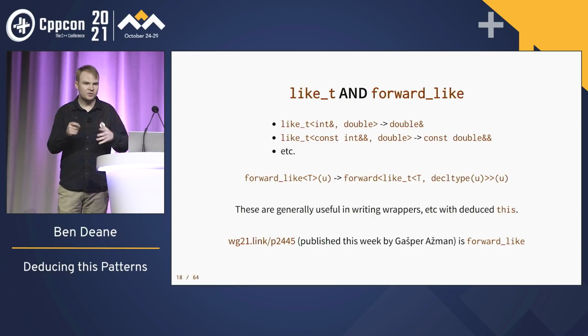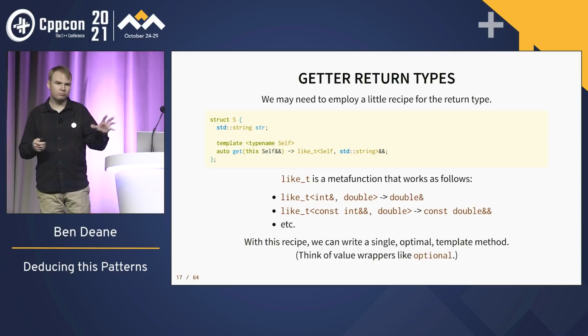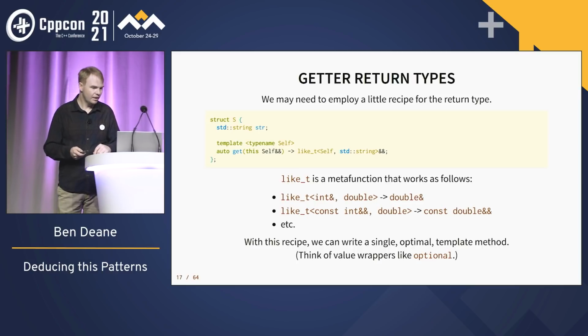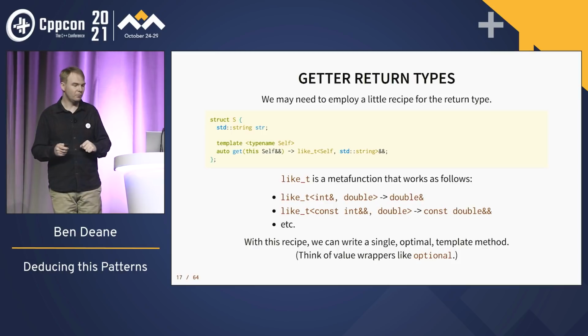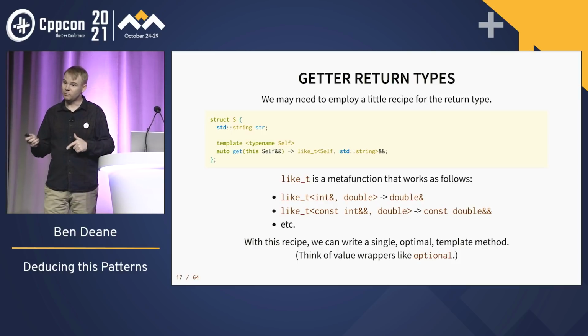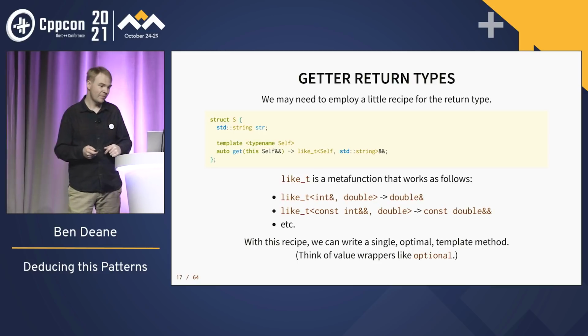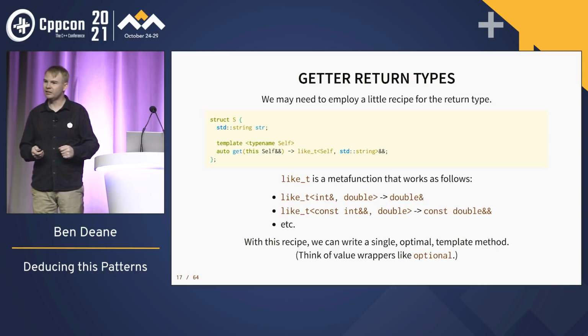So these two meta functions, like T and forward like, I present them here by example, but you can find them online. You can ask Gashper if you need them. But hopefully forward like is going to be in C++23 as well, hopefully. Gashper told me that I think it's pretty much had a favorable reading through LEWG already.